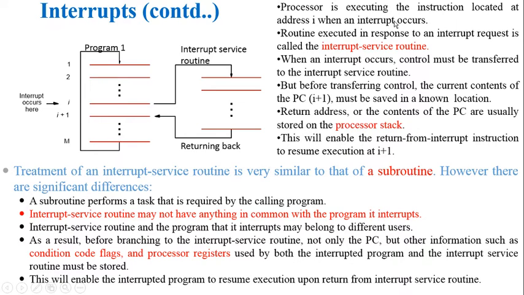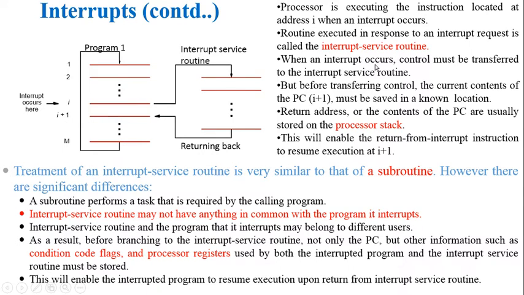Consider an example where the processor is executing an instruction located at address i when an interrupt occurs. That is, the processor is currently executing program 1. While executing the ith instruction of program 1, an interrupt occurs. So the processor suspends the execution of program 1 and executes the interrupt service routine corresponding to this interrupt request. The routine executed in response to an interrupt request is called the interrupt service routine.